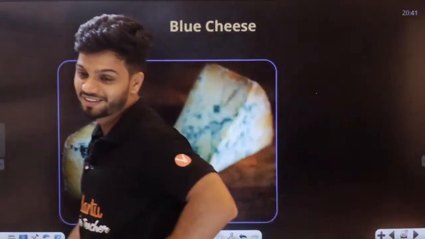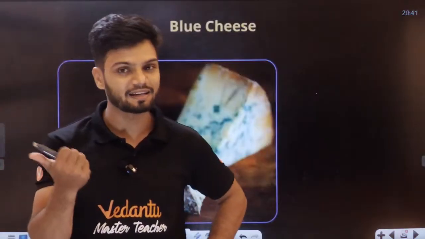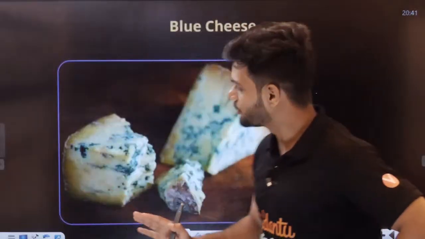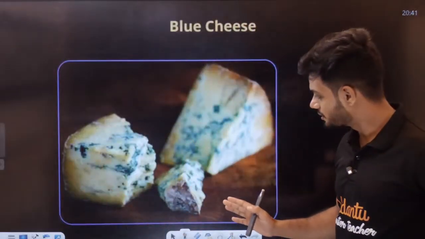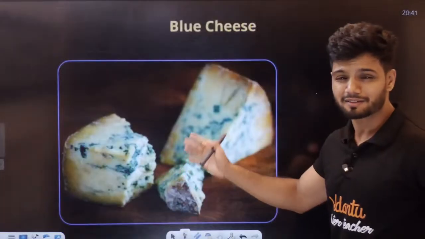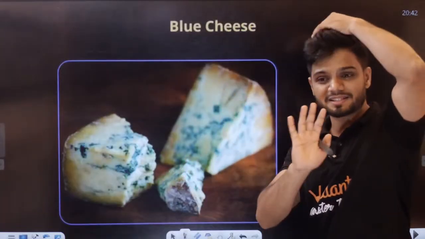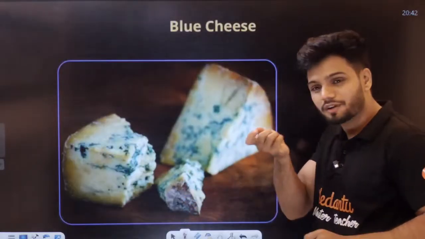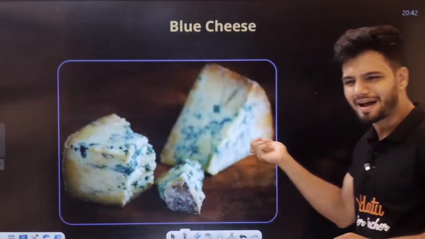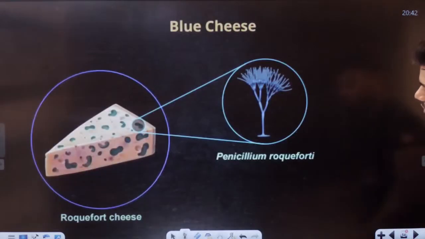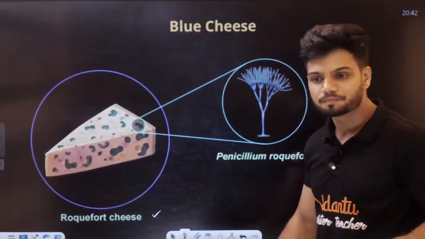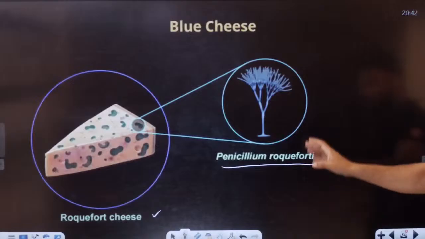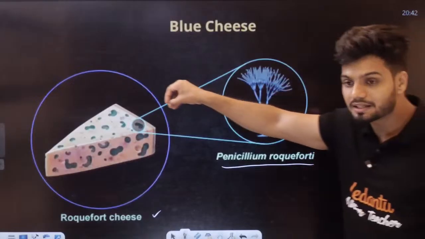Students, I can eat bread, I can eat curd, I can eat dosa, but God promise, I cannot eat this blue cheese. This blue cheese has fungus in it, like penicillium fungus. Yeast is still fine. It has blue fungus everywhere, and a little bit of small insects also, some maggots and all. This blue cheese is called Roquefort cheese, because of Penicillium roqueforti, a fungus which is present in this cheese.